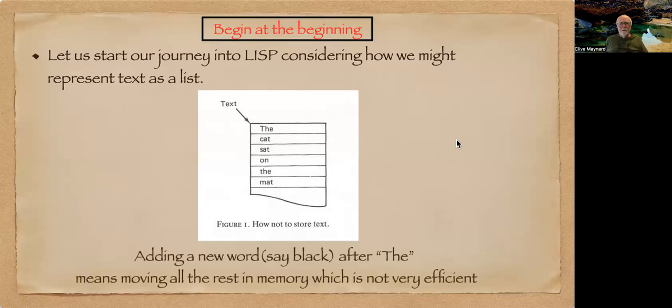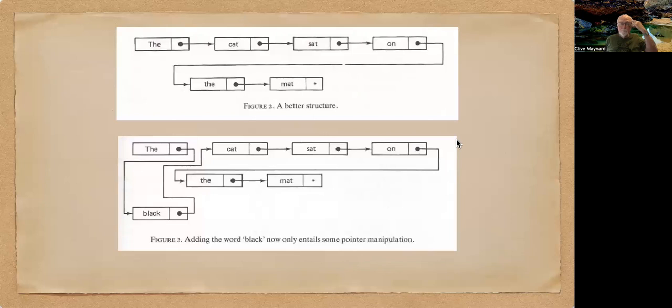So what if, for instance, we wanted to add a new word, so it became the black cat sat on the mat? It would mean that we'd have to move our array of words in memory, which is not very efficient. So can we represent text as a list in a more efficient manner? Well, looking at the top here, we now have each word separate, but with a pointer to the next word in the sentence. So the is followed by a pointer which points to the second word, which is cat, with a pointer pointing to sat, etc., on through the whole sentence, and finishing with a nil pointer.